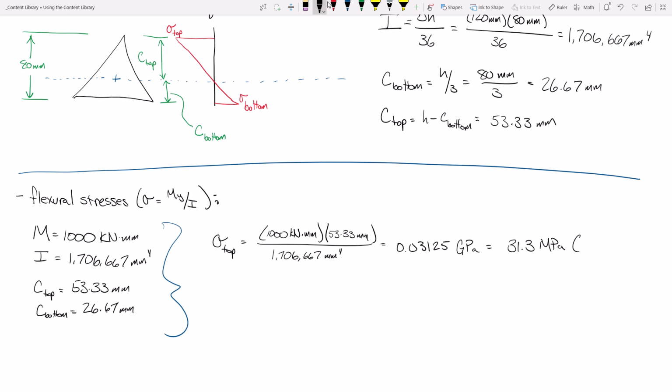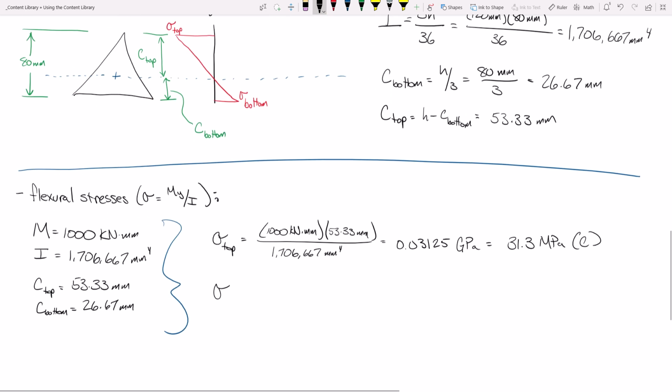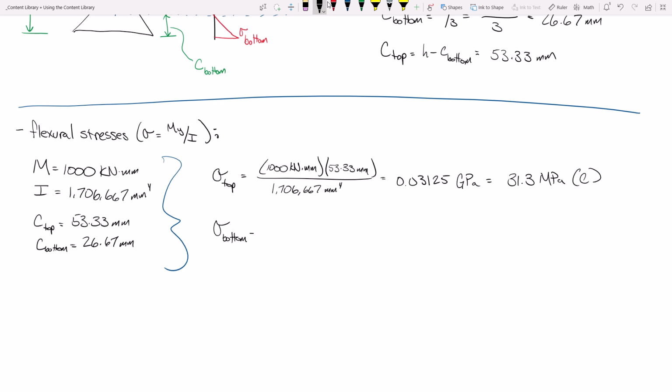This is a compressive bending stress. Another way you can determine that is if you look at your moment diagram and the moment is positive, the top's in compression. All right. What about this one? What do we got? 1.056. Got a second on that? All right. And so multiplying by 1,000, that's going to be in tension.